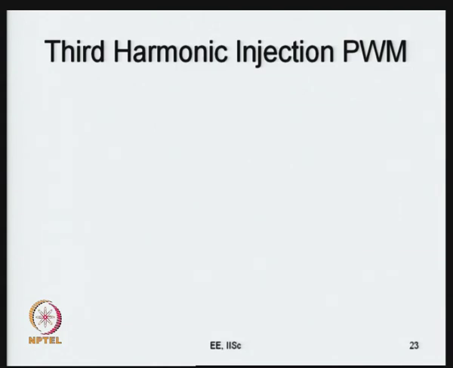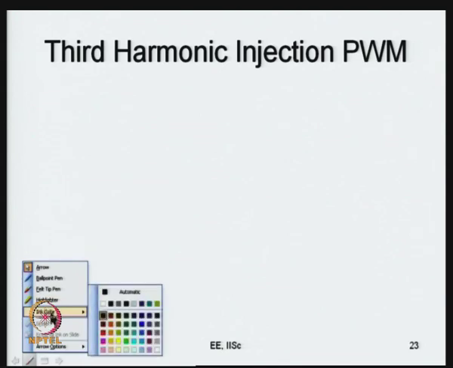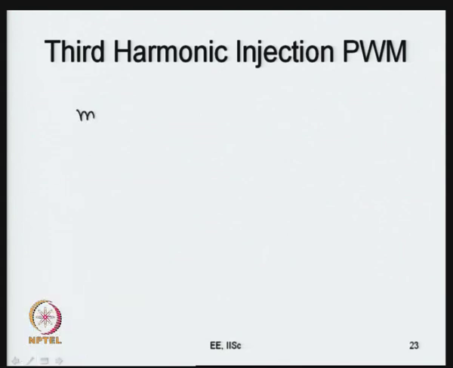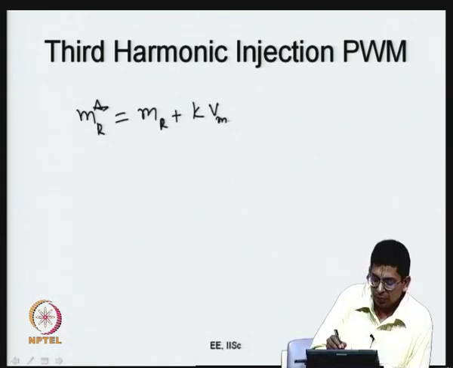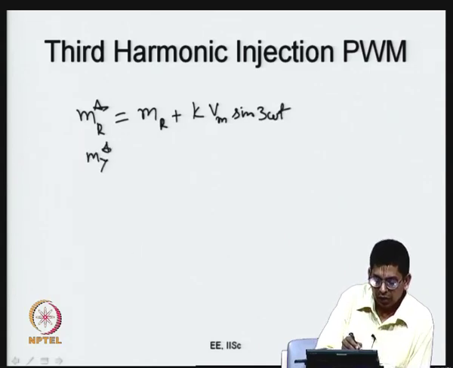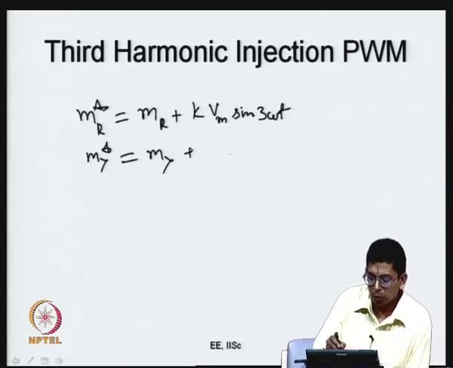Now I can write down a few equations here. What I am trying to do here is take MR star equals MR plus K times, MR is Vm sin omega t, K times Vm sin 3 omega t. I can again say MY star equals MY plus the common mode component, which is ditto. MB star is equal to MB, which is the sinusoidal signal, plus the same thing.